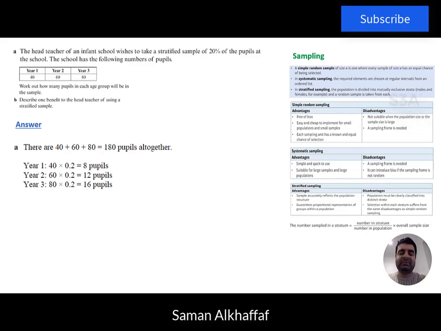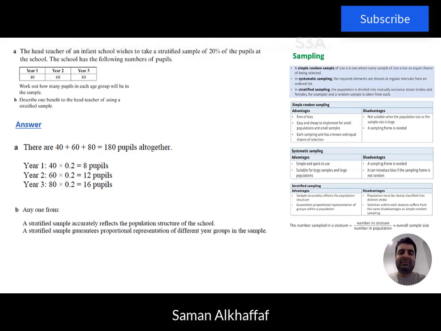Now, for part B, we need to describe one benefit to the head teacher of using a stratified sample. In this scenario, we have some examples on the right hand side. So we can use any of the below. A stratified sample accurately reflects the population structure of the school, and a stratified sample guarantees proportional representation of different year groups in the sample. And this will be our answer for part B.